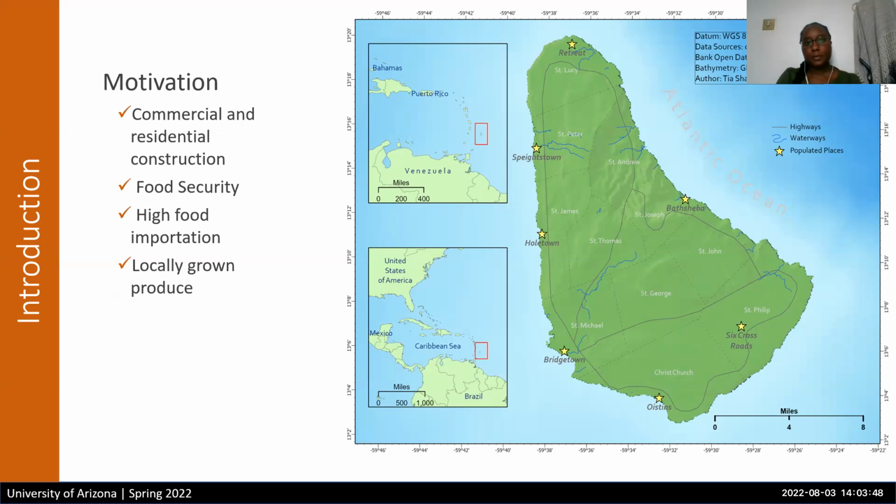Over the years, there's been an increase in commercial and residential construction, which has raised concerns about food security and the amount of arable land available to locally produce our own food, as we import about 70% of our food.